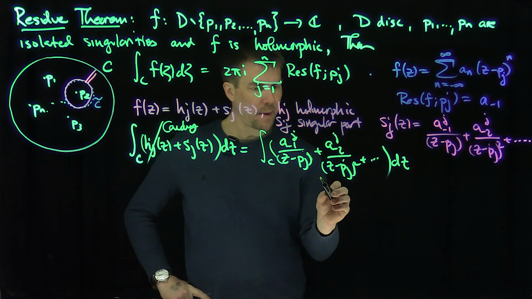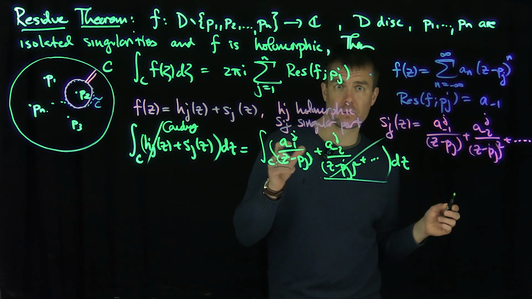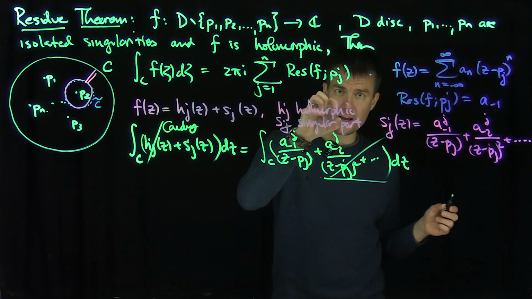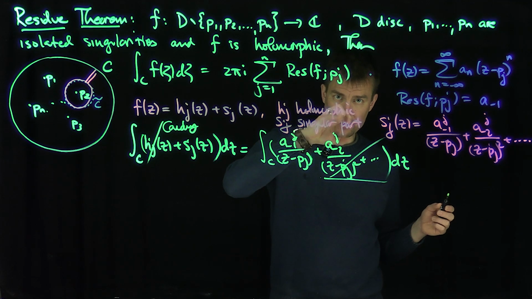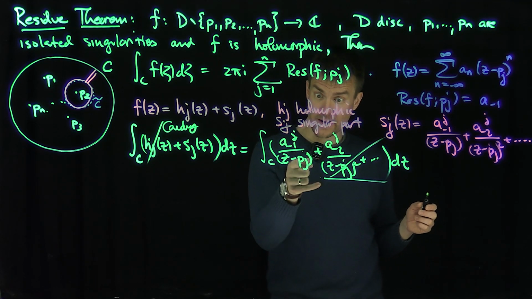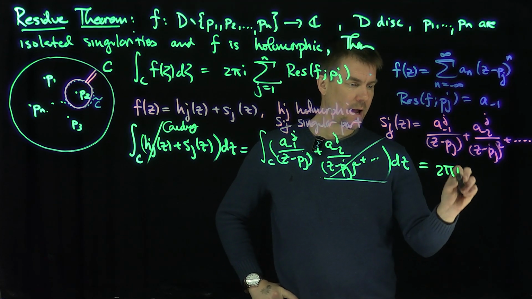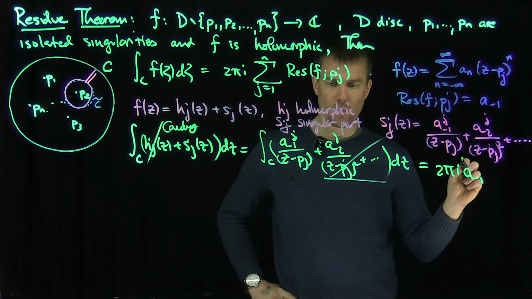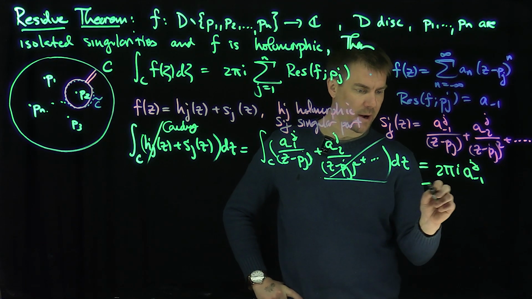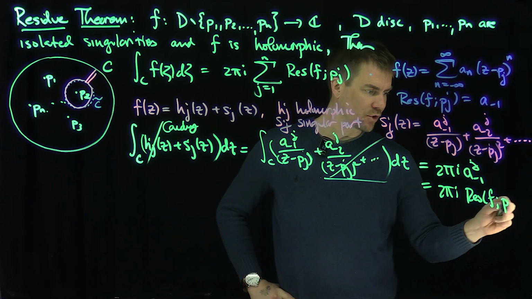Now, all the terms past the first integrate to nothing, because that's a calculation we already know how to do. If you integrate a power around the circle, the only term that survives is the power that corresponds to negative 1, and that's this term over here. So all this integrates to is just 2 pi i times a_{-1,j}, which is of course just 2 pi i times the residue of f at pj.